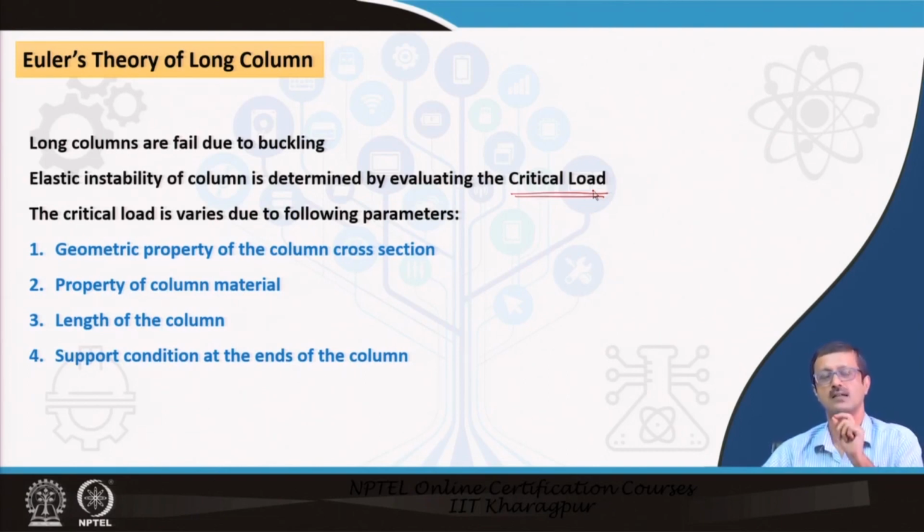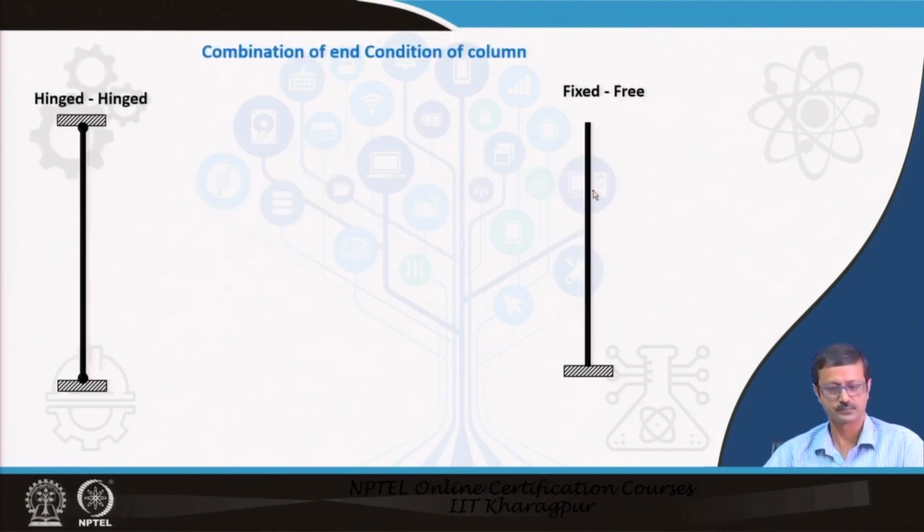We have to understand and find out how much the critical load of the column is. There are some parameters, like the geometric parameters of the column section, that drive how much the critical load will be. The property of the column material, particularly the Young's modulus of elasticity, is another. Then the length of the column and the support condition. These 4 parameters decide the critical load of a column.